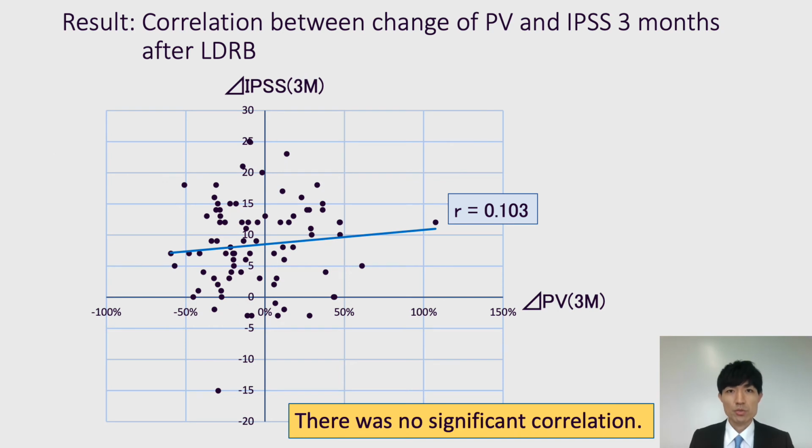This figure shows correlation between change of PV and IPSS 3 months after LDRB. There was no significant correlation between them.